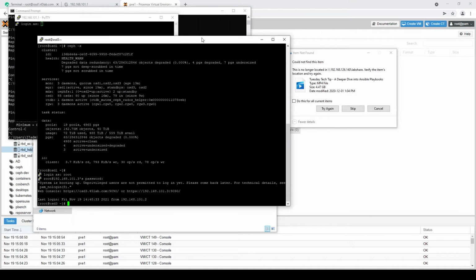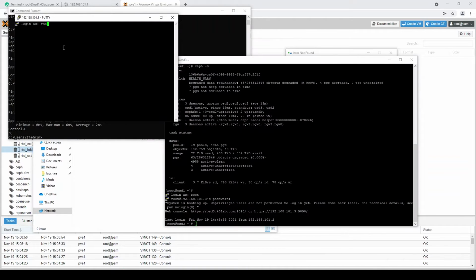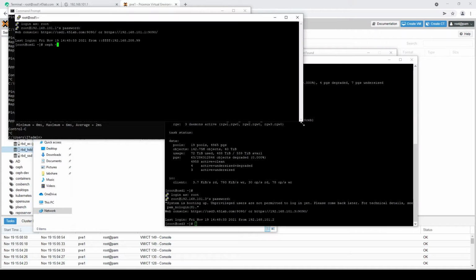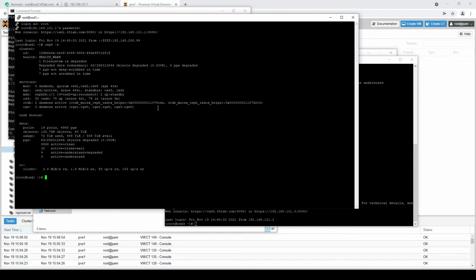There we go. We're back in on three. We're back in on one. So let's see a good old ceph -s. Let's see what it thinks, see how happy or sad it is, or mad. Health warning, one file system is degraded.